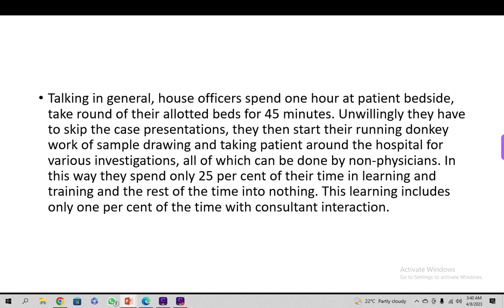Mule work, donkey work. In this way, they spend only 25% of their time in learning and training, if possible, by themselves, and the rest of the time on nothing. This learning includes only 1% of the time with consultant interaction, if they are interested. So it is conditional on whether the consultant is busy or not busy, interested or not interested.